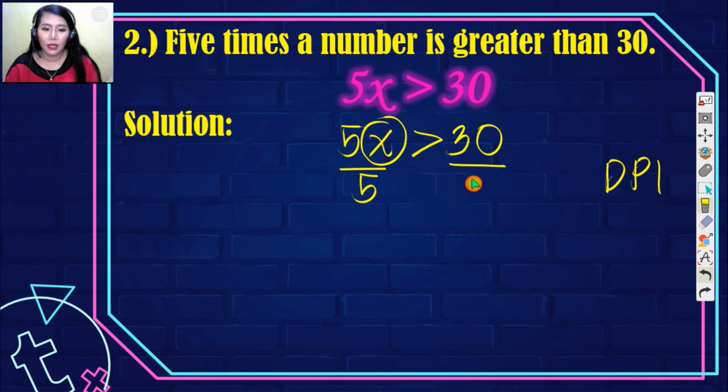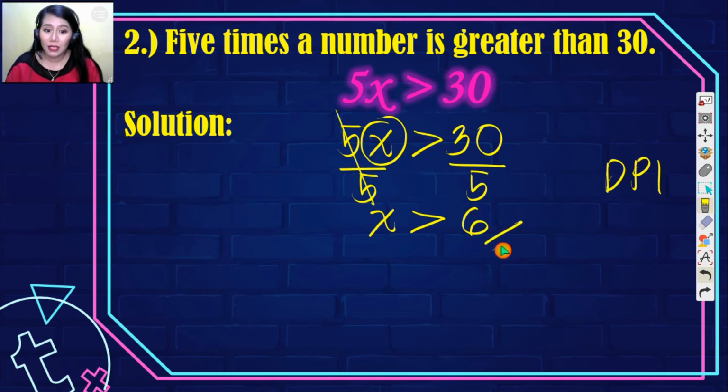Okay? Pagka-divide natin by 5, of course, this will be already cancelled. And then, just copy x. And then, copy natin ulit yung is greater than. So, copy na lang ha. 30 divided by 5, that is equal to 6. So, eto na yung sagot natin. But this is not yet your final answer.